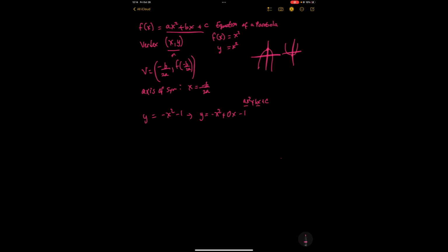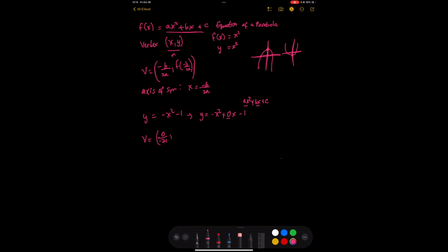So what would the vertex be now? The vertex would be negative b over 2a. What is negative b? Negative b is 0. So it will be 0 over 2 times a. What is a? A is negative 1. So it will be negative 2 times 1.